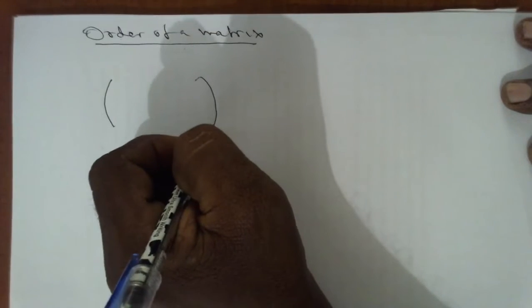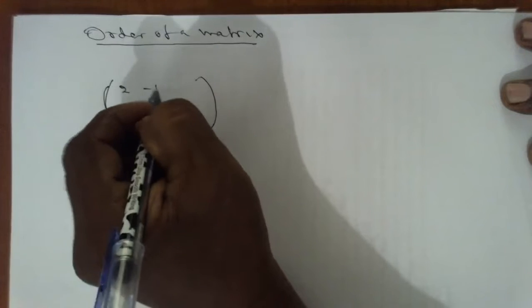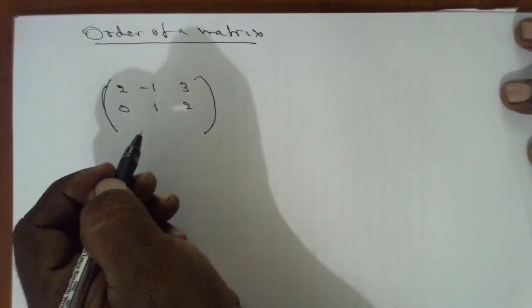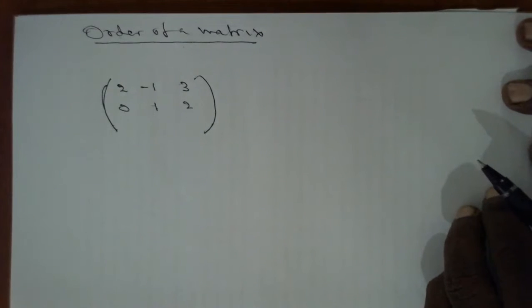What is the order of a matrix? Order of matrix means, let's say if you take this matrix, 2, minus 1, 3, 0, 1, 2. Now if you take this matrix, how many columns are there? Sir, there are 3 columns. 3 columns and 2 rows. Yes. Right? What is order?